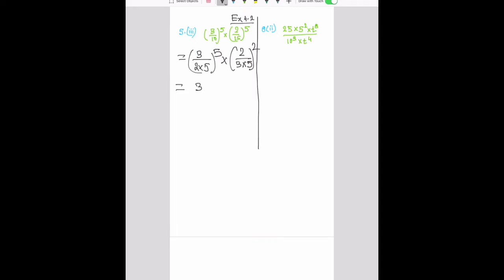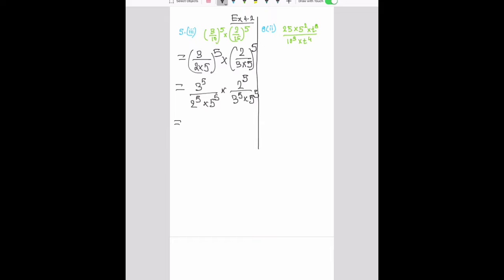So this is 3 to the power 5 by 2 to the power 5 into 5 to the power 5. And this is 2 to the power, sorry, this is 5. 2 to the power 5, 3 to the power 5 into 5 to the power 5. Right. So now get all the 2's at one side, 3's at one side, and 5's at one side.